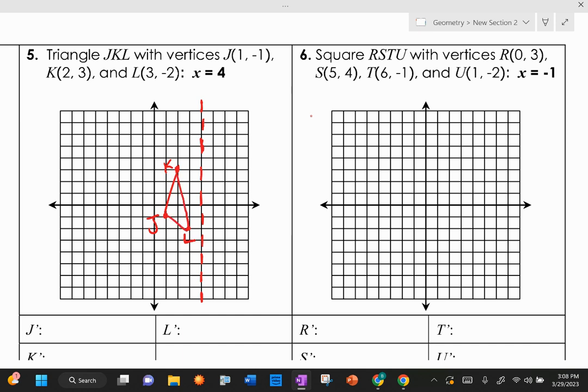Your line of reflection is now over the x equals 4. Okay, so your L prime is now located right here. Your J prime is now located right here. Your K prime is now located right here. I did not think you'd get it. Wait, how did you get that?